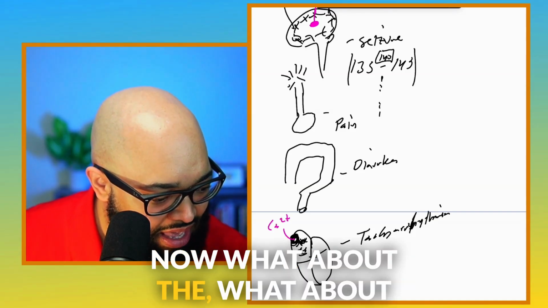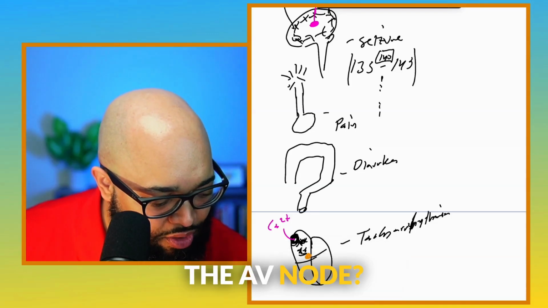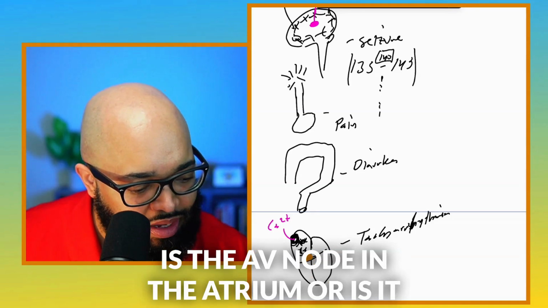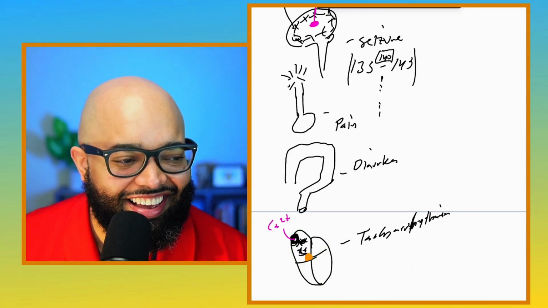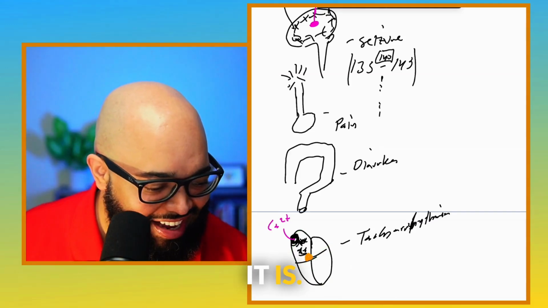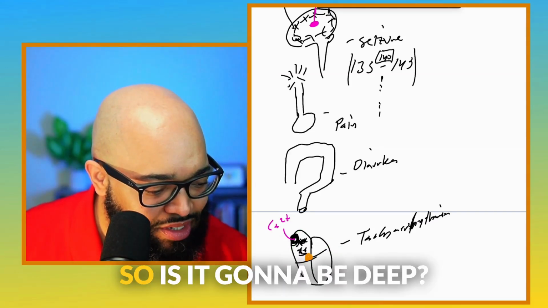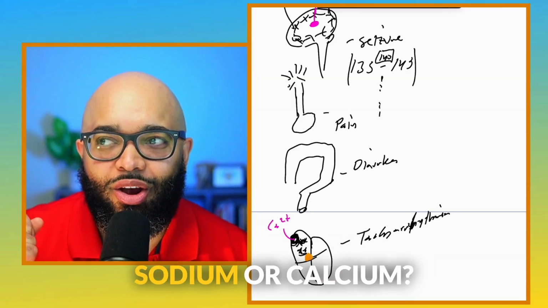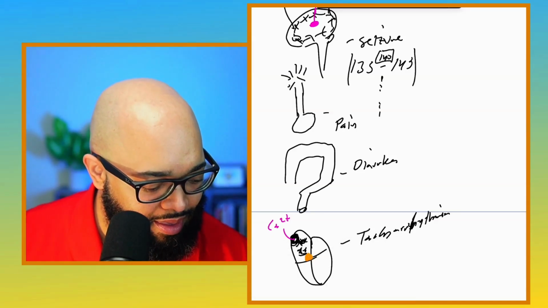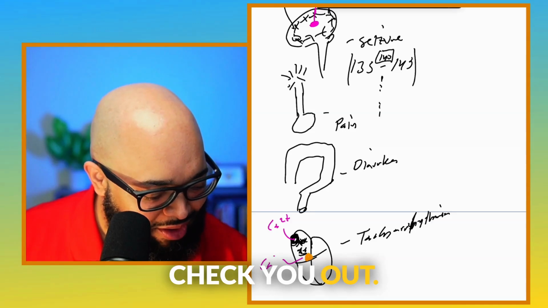Now, what about the AV node? Is the AV node in the atrium or is it in the ventricles? It's at the base of the atrium. So is the AV node going to be depolarized by sodium or calcium? Okay.